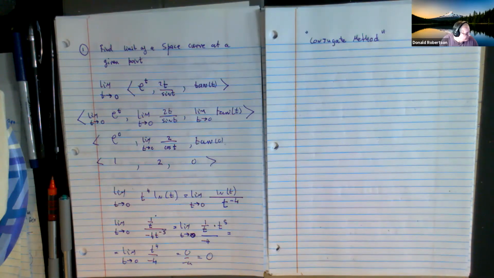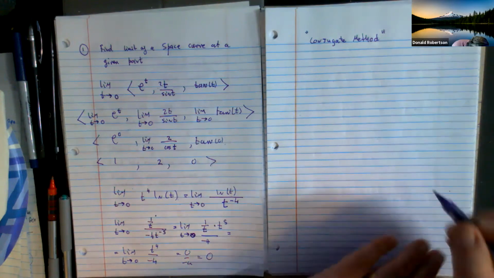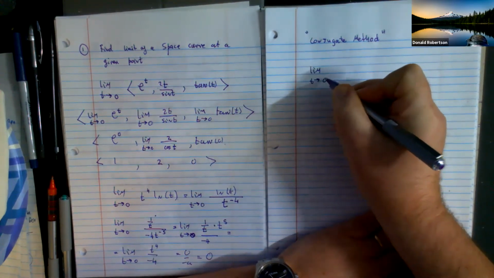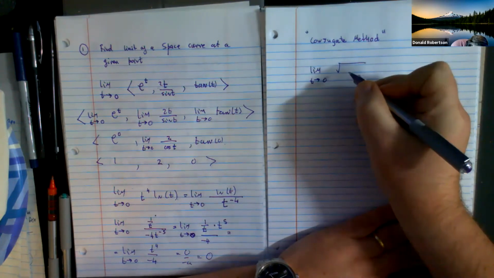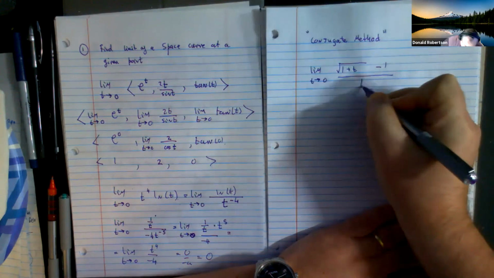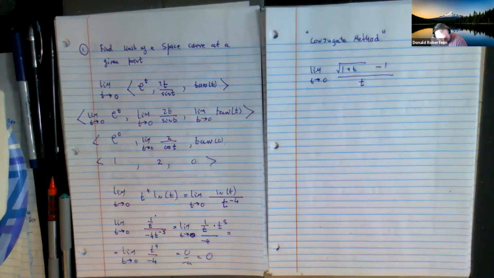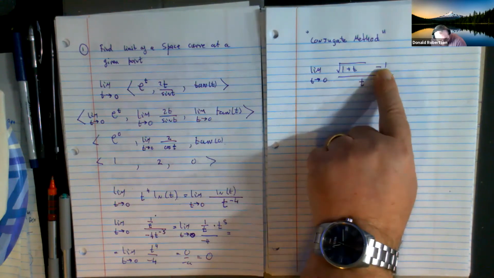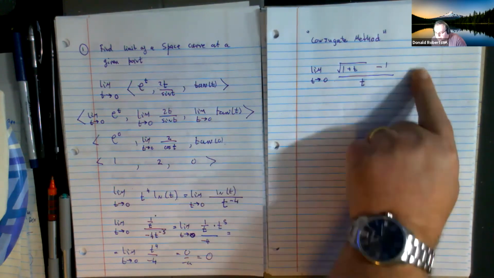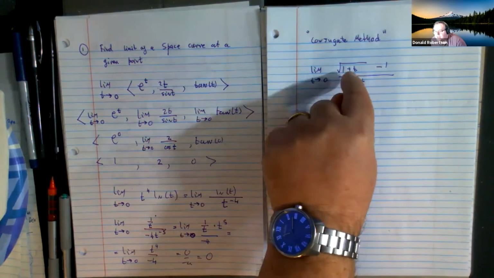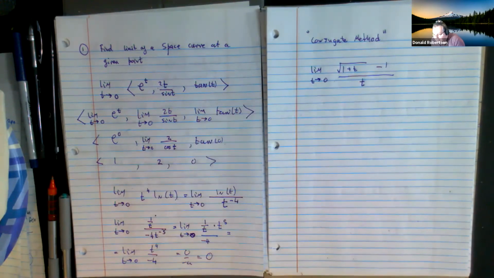The conjugate method is typically used when there are square roots involved and you can't get the answer with brute force. If I plug 0 here, I get 1 take away 1, which is nothing. I get 0 over 0. I won't be able to do L'Hopital on that. Well, technically I could, but it wouldn't help me.